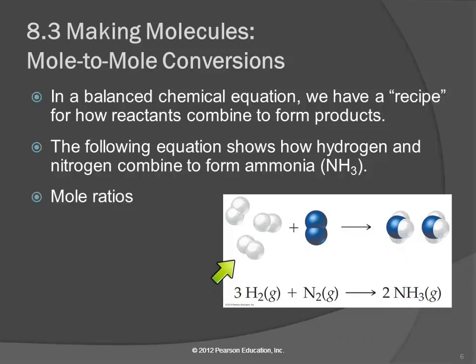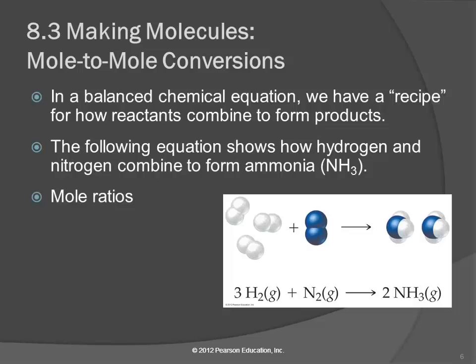So this gives us a relationship between number of molecules. 3 molecules of hydrogen to 1 molecule of nitrogen would give us 2 molecules of ammonia. But we never do reactions that are that small because atoms are so small we can't even see them. And so that's why we use that unit mole, which is the chemist's dozen. It's just that really huge number, 6 times 10 to the 23rd things.